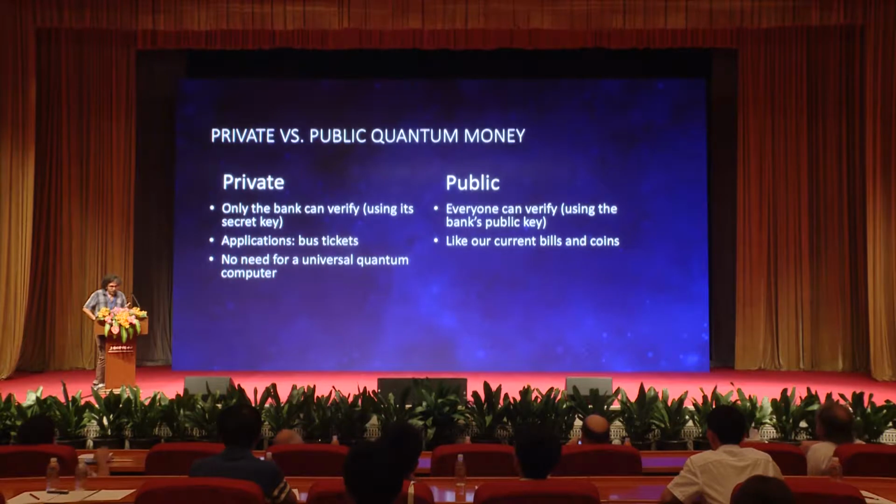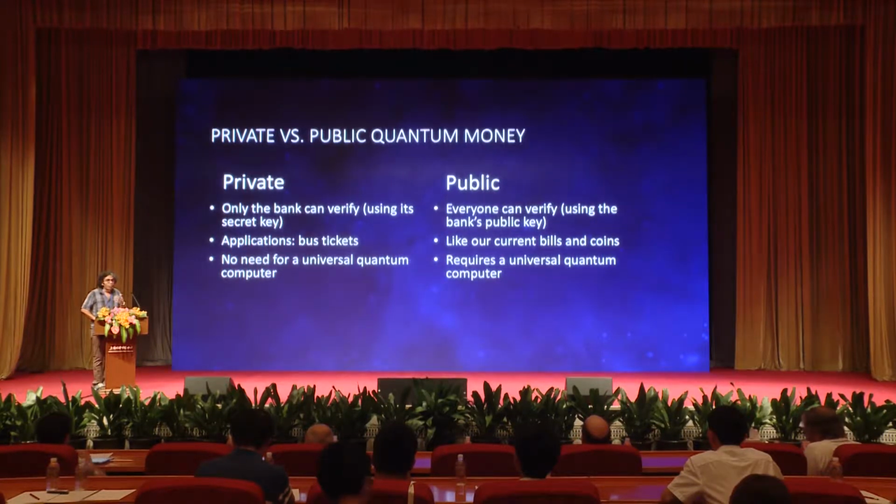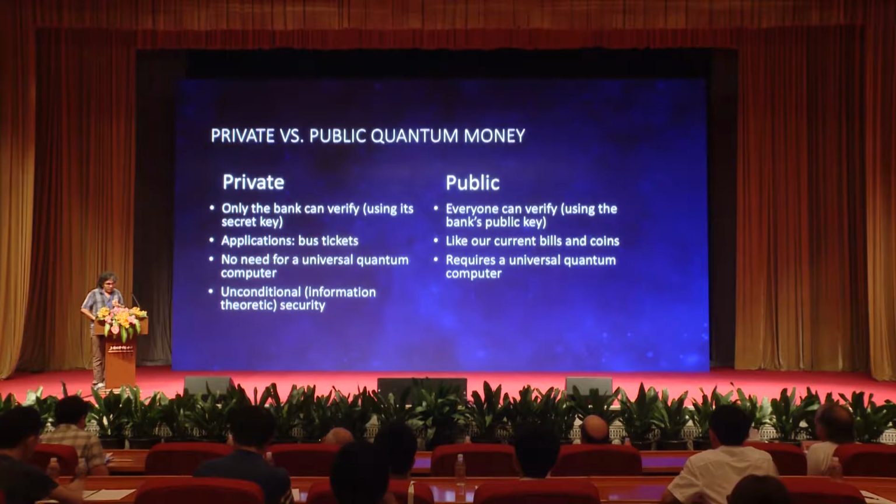The good news about private quantum money is that it's easier to implement. It does not require a universal quantum computer, whereas in all the public schemes that we have, we do need a quantum computer. Another advantage of the private scheme is that there are quantum schemes for private quantum money which are information-theoretically secure, whereas for public quantum money, it is actually proved that you need computational assumptions, at least.